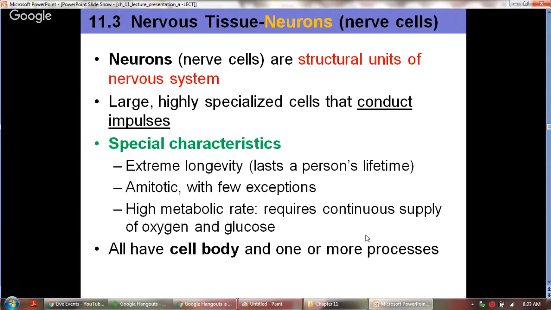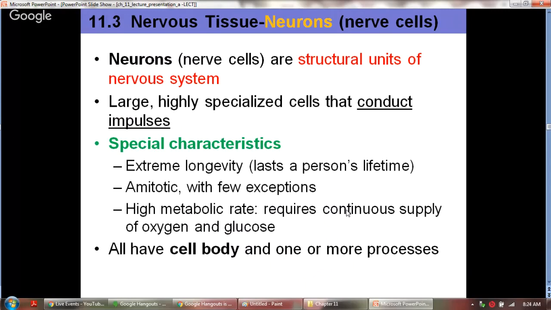So nervous tissue is formed with neurons, which we call nerve cells, and neurons are the structural units of the nervous system. They are large, highly specialized cells which conduct impulses. They have special characteristics. They have extreme longevity, that is, they last a person's lifetime. So that's why sometimes when a nerve is damaged, if it cannot repair, then the function is lost by the structure which is supplied by that nerve.